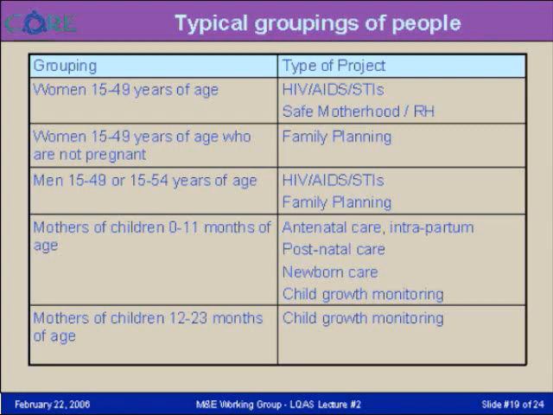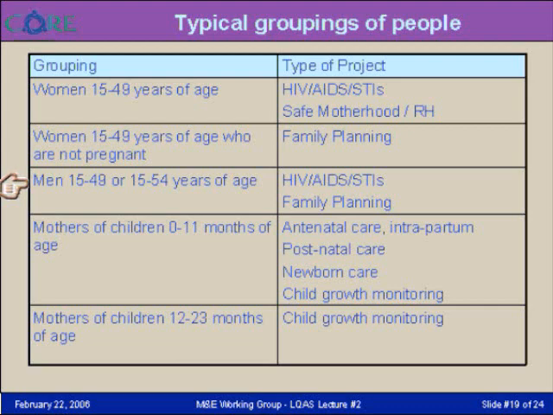For the type of projects and the type of interventions that we do, one grouping would be women between the age of 15 and 49 years of age for projects that include interventions of HIV/AIDS or STIs, as well as for safe motherhood and reproductive health. We also may find many times a particular group of women between 15 and 49 years of age who are not pregnant, and those will be more suitable for family planning interventions.